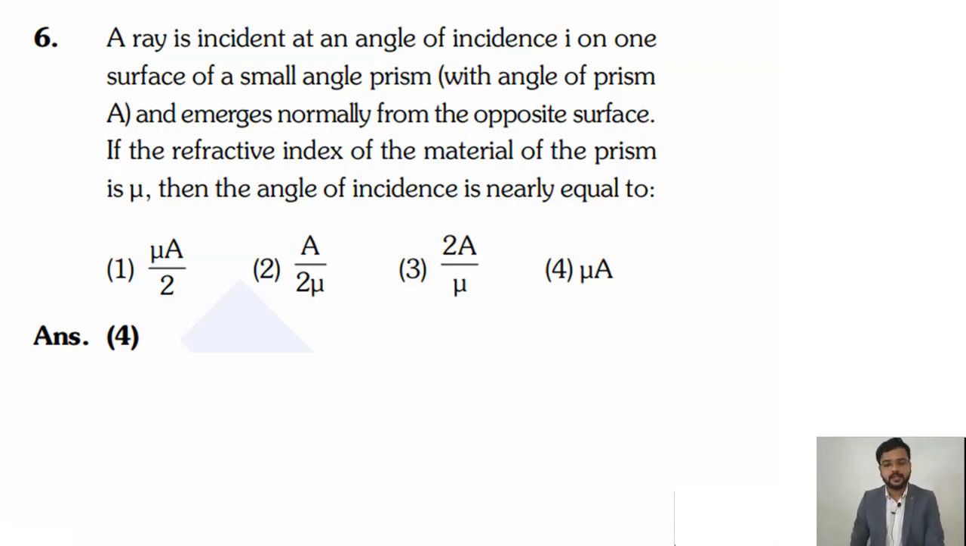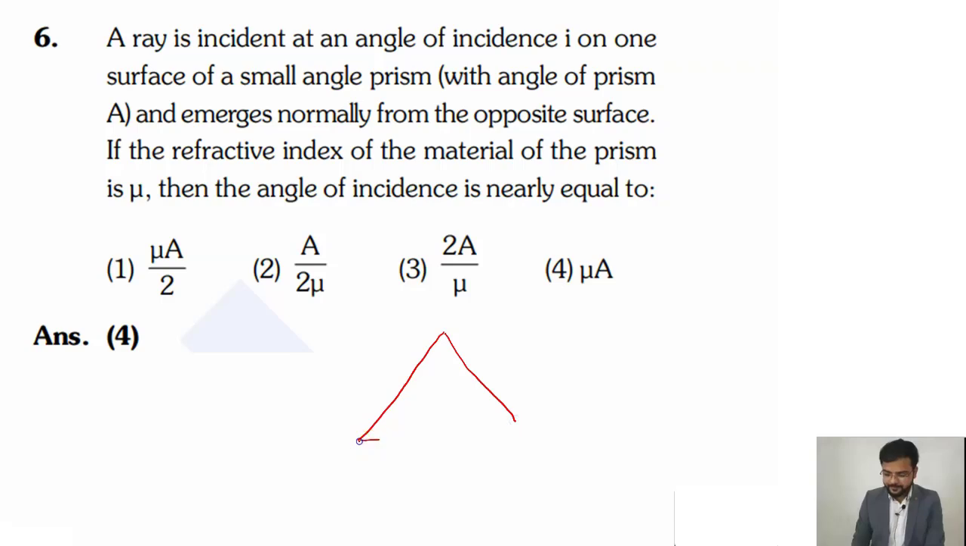Question number 6 is: a ray is incident at an angle of incidence I on one surface of a small angle prism with angle of prism A and emerges normally from the opposite surface. If the refractive index of the material of the prism is mu, then the angle of incidence is nearly equal to. Okay, so let's see how we can solve this numerical. First of all, I am drawing a prism over here. This question is taken from the ray optics chapter, from the prism topic.